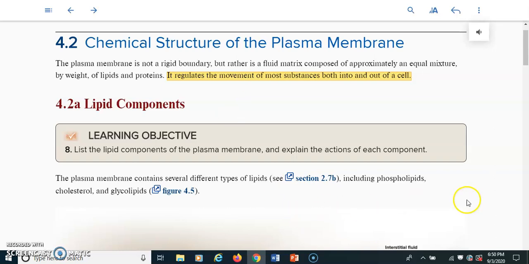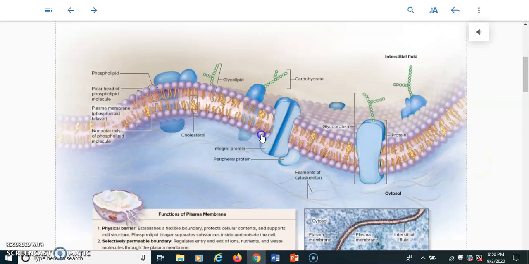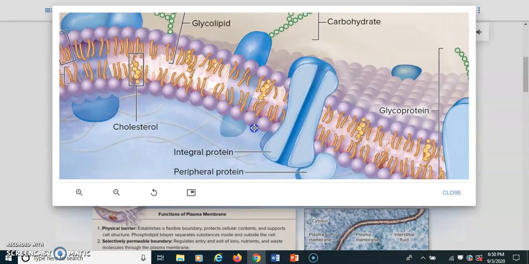All right, so I'm going to go down. We want to know the anatomy. So here is the picture. I'm going to enlarge it here so we can get real up close and personal. This is just looking at the wall of a cell. We have to zoom in, and we're going to pretend we're using a microscope. We're going to zoom in and look at the molecules that are forming this cell membrane or plasma membrane.